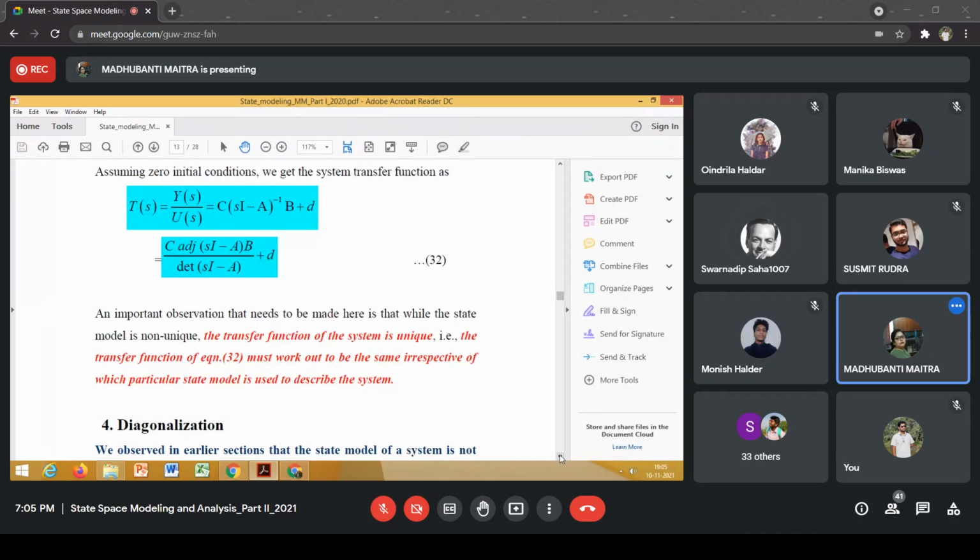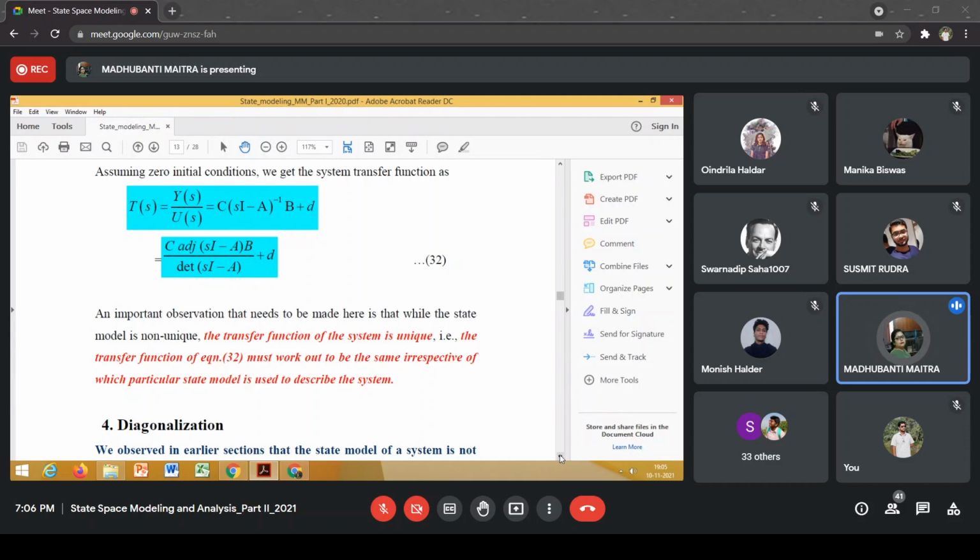Yes, ma'am. Now, this is interesting to note that given a system, we can obtain almost infinite number of state models, right? No problem. But whatever be the state model, from the state model, if you want to find out the transfer function, we'll find that the transfer function for that system is unique. And that can be proved. The proof is beyond the scope of this class.